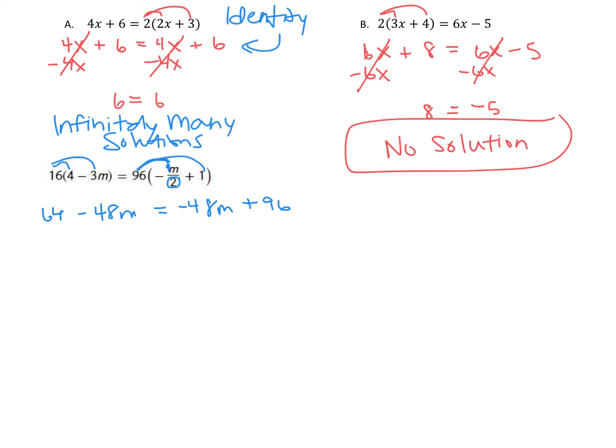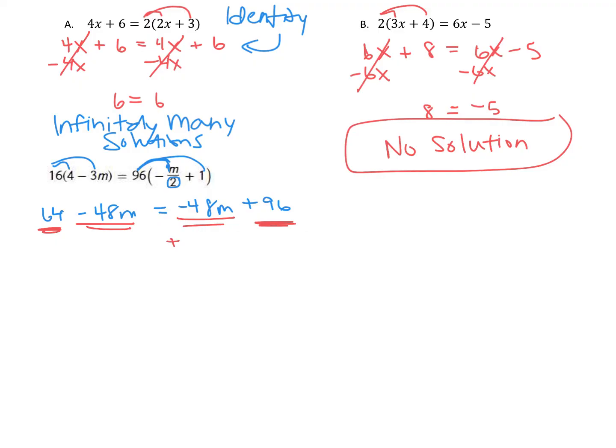Let's see if we can predict where this equation is heading. Well, first, I don't have any like terms to combine on the left. I don't have any like terms to combine on the right. What I do notice is there's a negative 48m and a negative 48m. I also notice that this one is adding a 96 to it, and this one is adding a positive 64 to it. I think this is going to be a no solution because the left side does not equal the right side right now. But let's play this out and see how it goes.